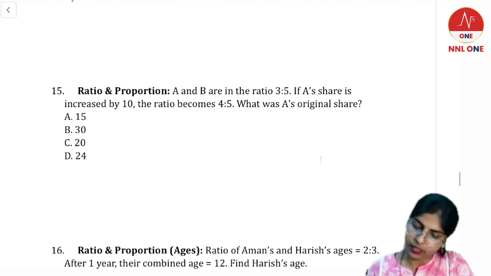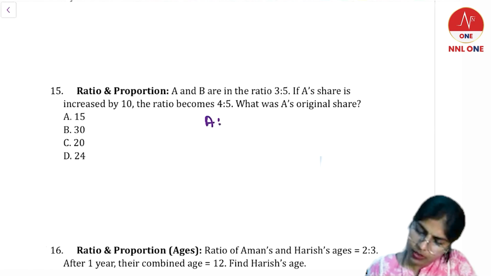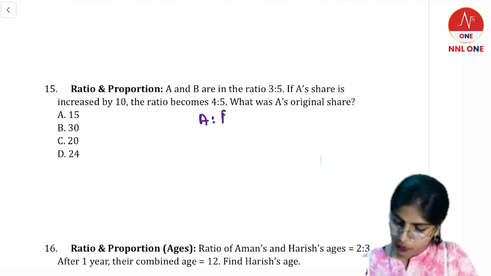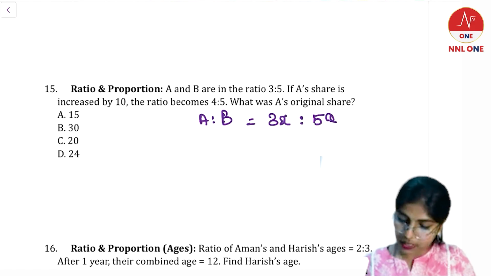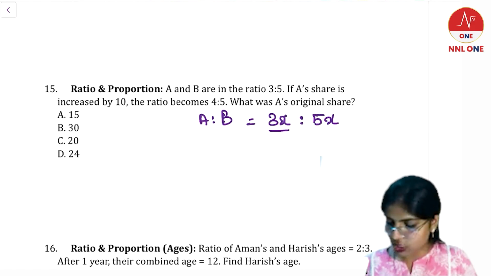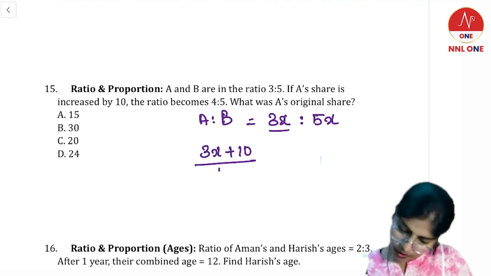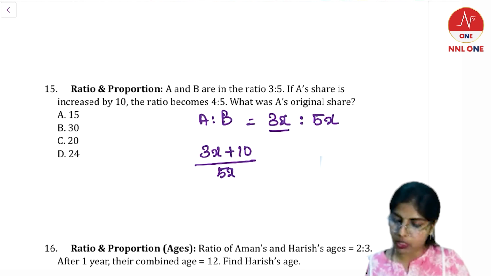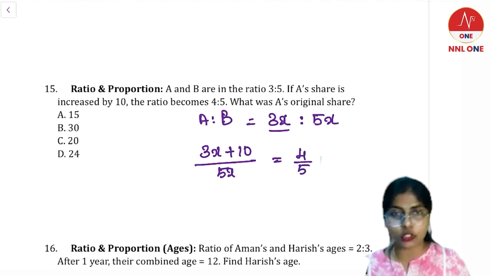Okay. Next. A and B are in the ratio 3 is to 5. Since they are asking about A's original share, we need to know it in numbers. A is to B is 3x is to 5x. If A's share is increased by 10, 3x plus 10, denominator 5x. I already told you A is to B can be written as A by B, so I'm solving the problem like this. The ratio becomes 4 is to 5. I'm going to write it as 4 by 5. Are you able to understand?